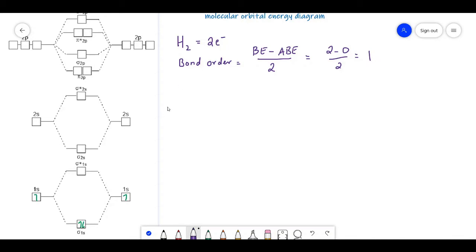And we can also find the magnetic property. Here the number of unpaired electrons is 0. There are no unpaired electrons, so this molecule is said to be diamagnetic.